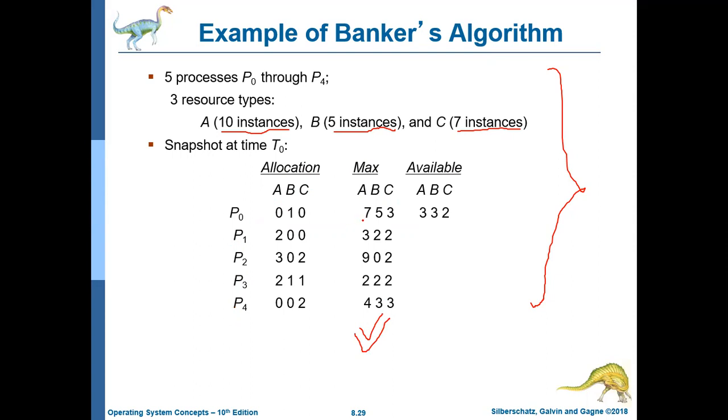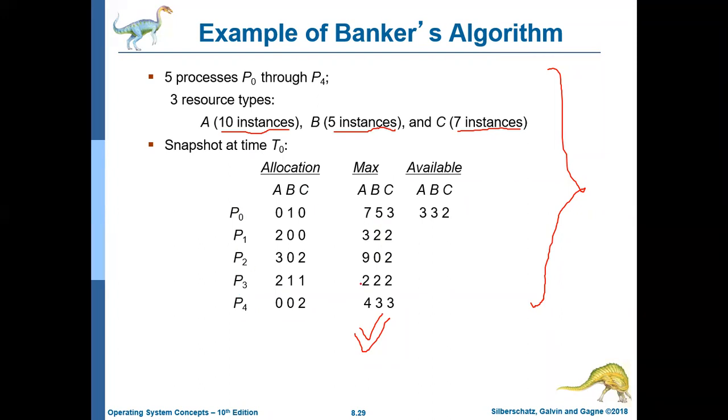We have given 7 5 3. What does this mean? P0 requires 7A, 5B and 3C for completing its execution. It is the maximum demand of this process. Maximum demand, I am saying. There might be a case that you have already fulfilled some demand. So these are the maximum demands of these processes.